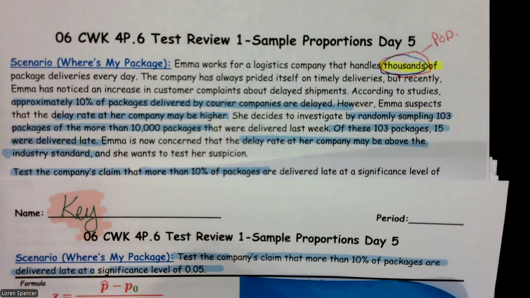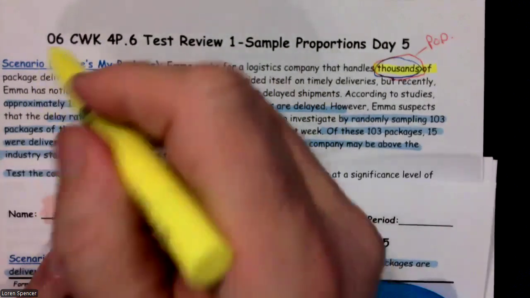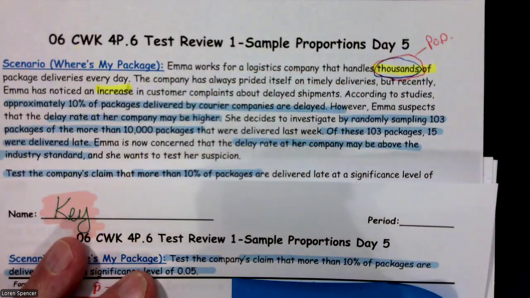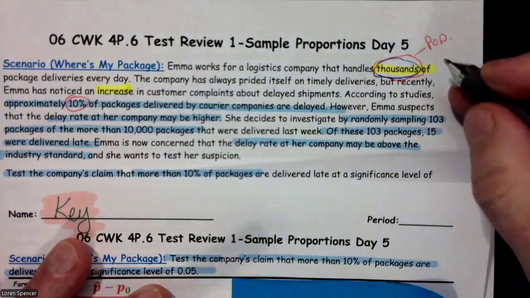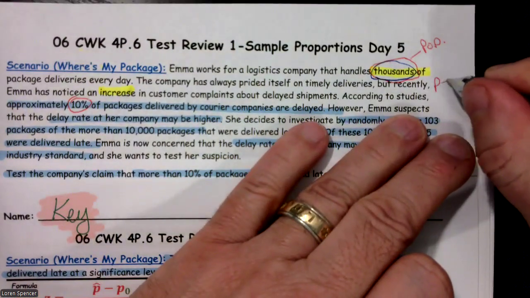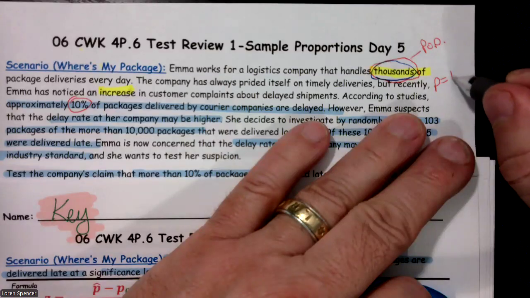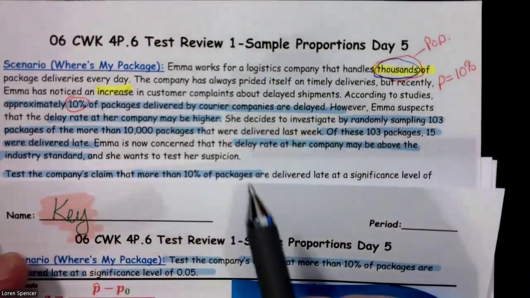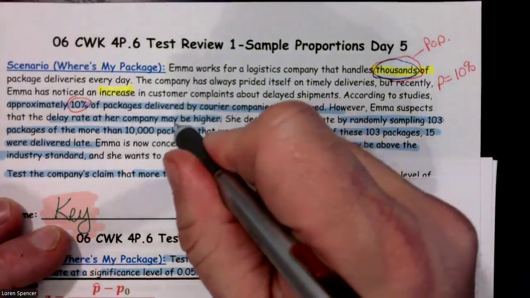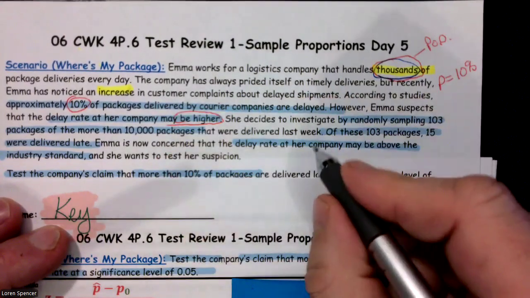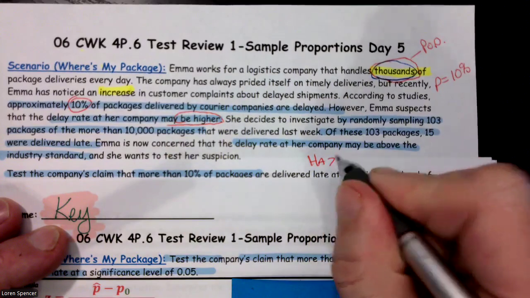The company has always prided itself on timely deliveries, but recently Emma has noticed an increase in customer complaints about delayed shipments. According to studies, approximately 10% of packages delivered by courier companies are delayed. So it looks like we have a null hypothesis, or a claim, of 10%. However, Emma suspected the delay rate at her company may be higher. That tells me I'm probably going to be looking for an HA of greater than.